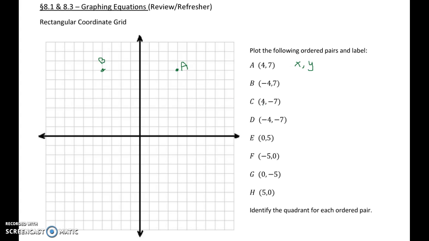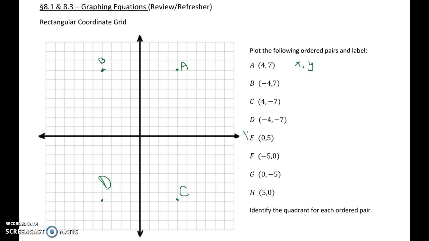Point C is at positive 4, negative 7. So back to the origin, positive 4 to the right, negative 7 down. It's going to be point C. Point D is going to be at negative 4, negative 7. So back to the origin, negative 4, negative 7 will be point D. So you should be very comfortable plotting points.